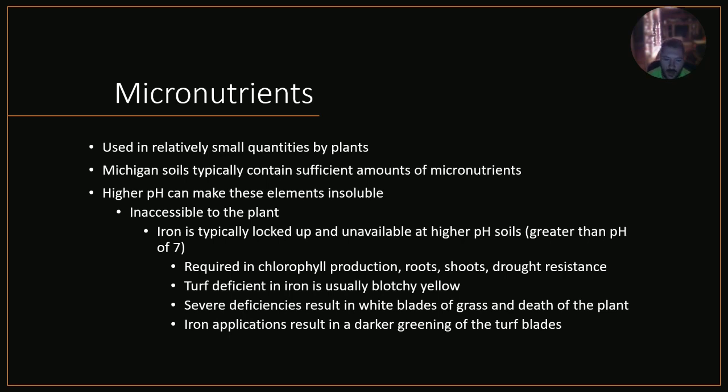Turf deficient in iron is usually blotchy yellow. Severe deficiencies result in white blades of grass and death of the plant. Now, I've never seen that, but apparently it's a thing. Iron applications result in darker greening of turf blades. So if you want a quick dark green up, apply some chelated iron to a lawn, and bam, it'll get super dark.